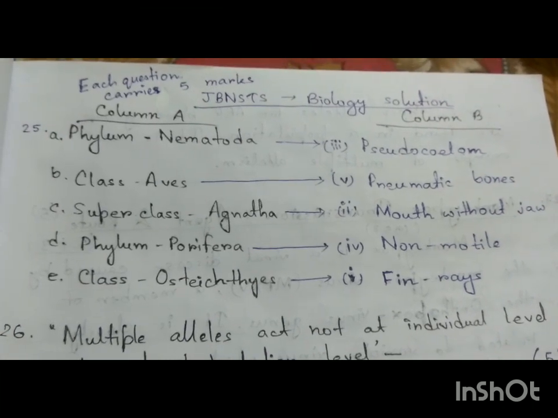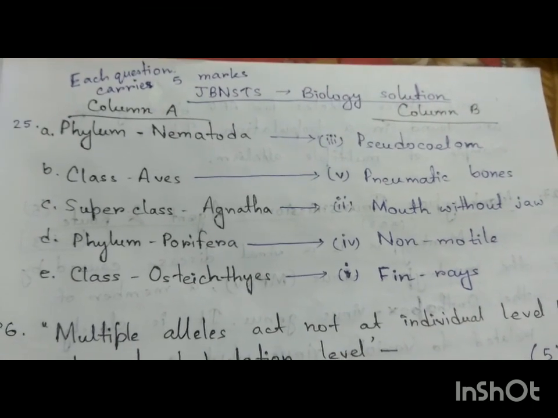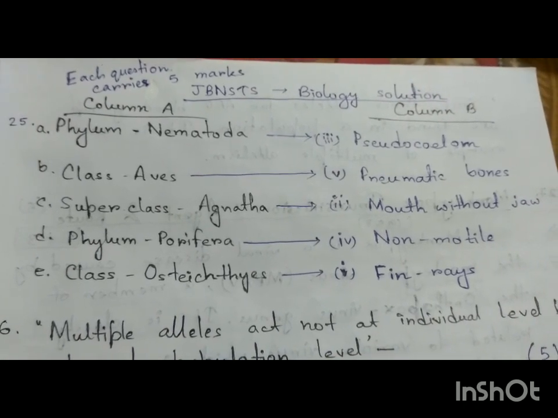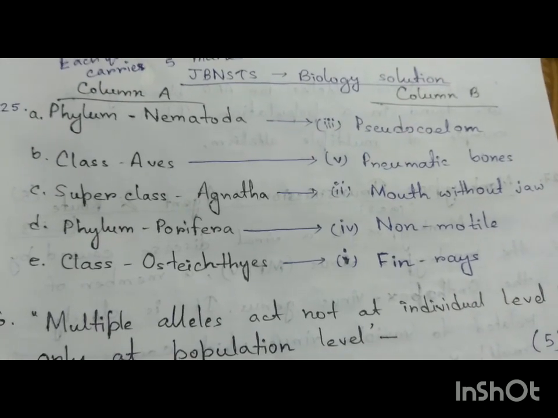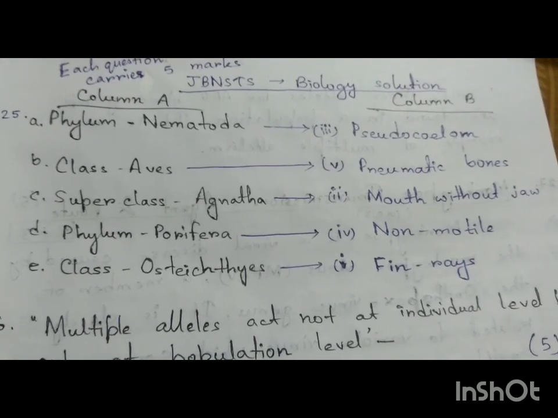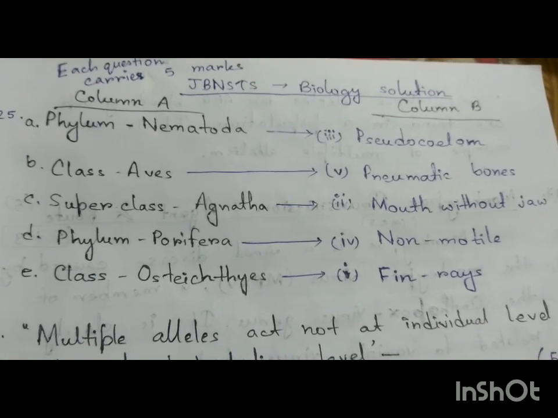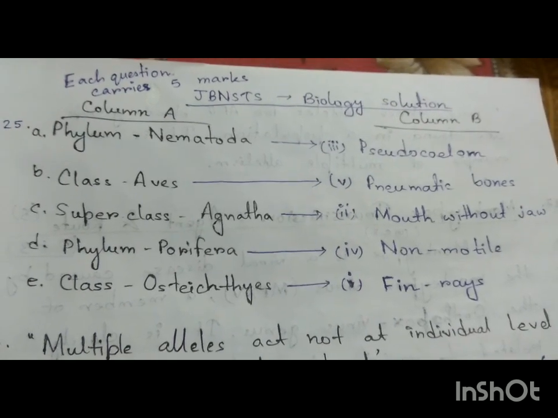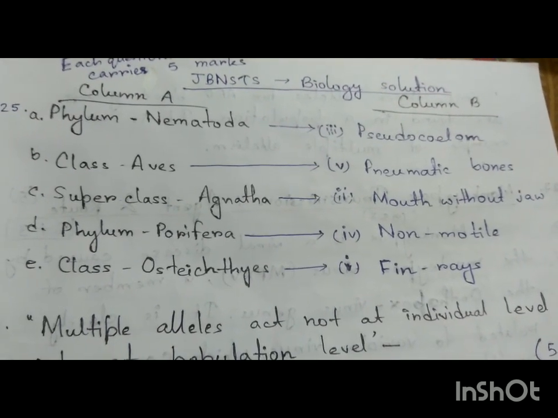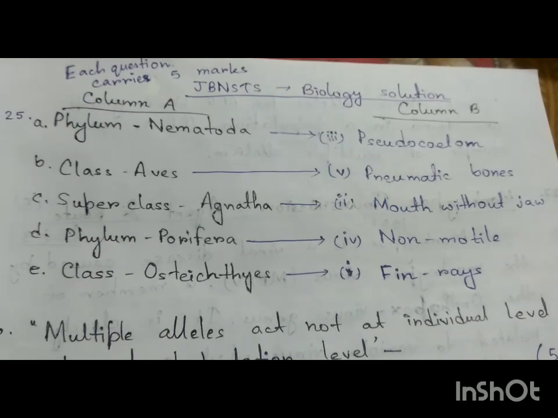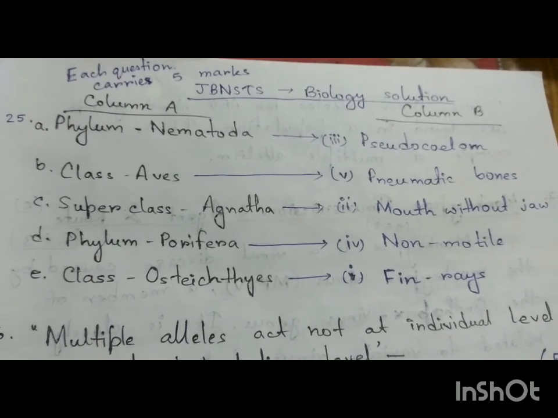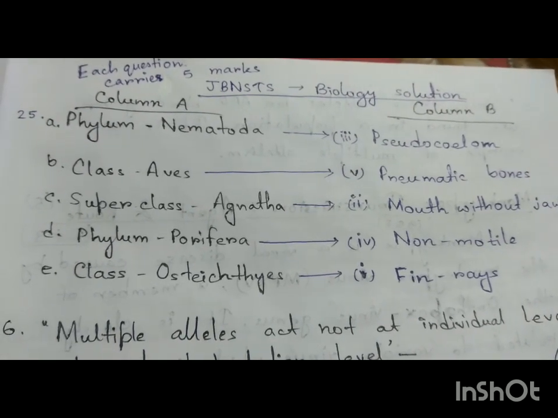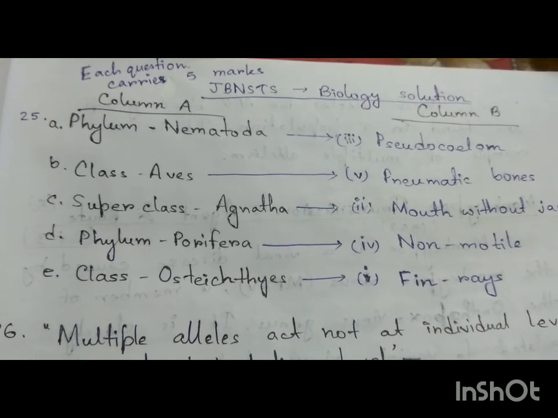Here is your first question, and each question carries 5 marks. The answer for phylum Nematoda is pseudocoelom, because pseudocoelom is a form of coelom that isn't made up of mesoderm like true coelomates, and it is located between mesodermal and endodermal tissue. Next, class Aves has pneumatic bones, because they make the skeleton light in weight, which makes it easy to fly, and pneumatic bones are hollow bones filled with air.